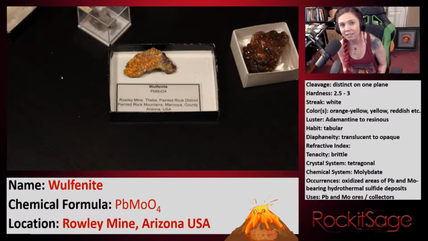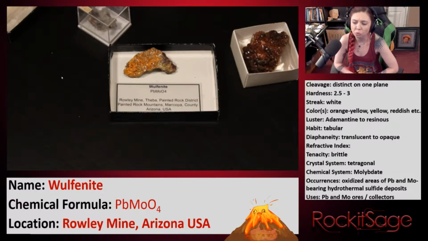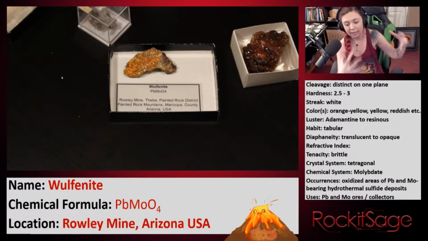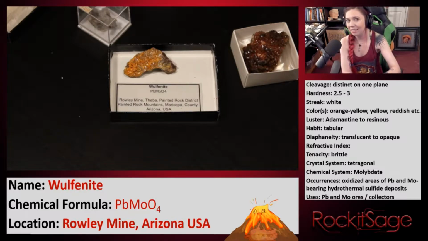So Pb is lead, Mo is molybdenum, and then O is oxygen. So it's a lead molybdate. In the Strunz classification system, they actually classify it as a sulfate. Yes, a sulfate. The reason why is because the tungstates, the molybdates, the vanadates are all very rare relative to the bigger group, the sulfates. And the group of sulfates have the exact same building block structurally and shape.